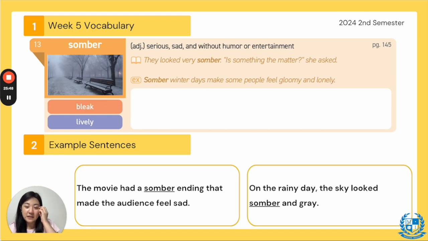Here it says, the movie had a somber ending that made the audience feel sad. Oh no! I don't like movies when they end in a sad ending. No. Somber. Next line, it says, on the rainy day, the sky looked somber and gray. So although the sky doesn't look sad, this can also be personification, right?